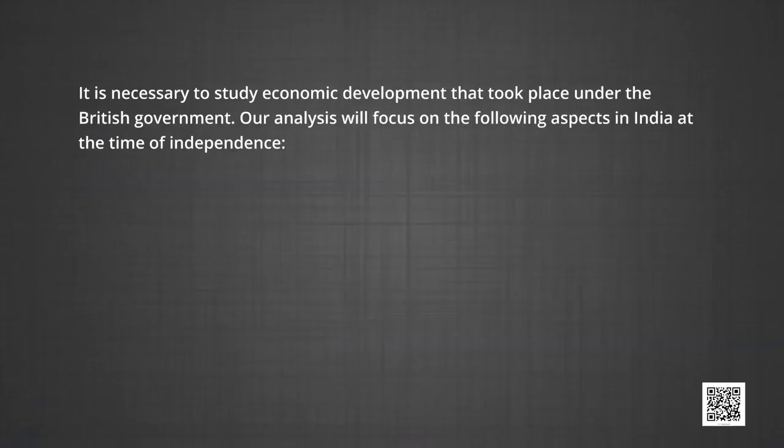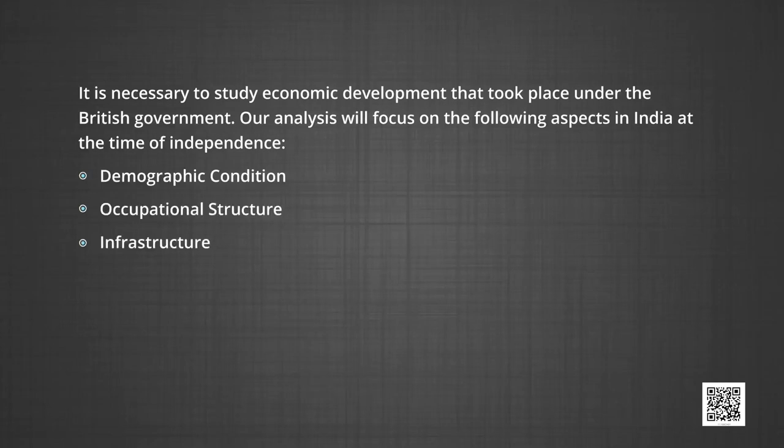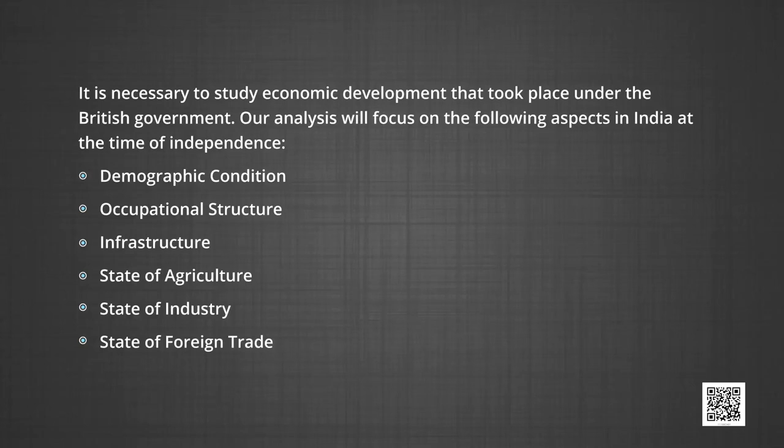When the British left India in 1947, after almost 200 years of the rule, the Indian government inherited an economy which was shaped by the British at that time. Hence, it is necessary to study economic development that took place under the British government. Our analysis here will focus on the following aspects in India at the time of independence. They are demographic condition, occupational structure, infrastructure, state of agriculture, state of industry, and state of foreign trade during the British period.